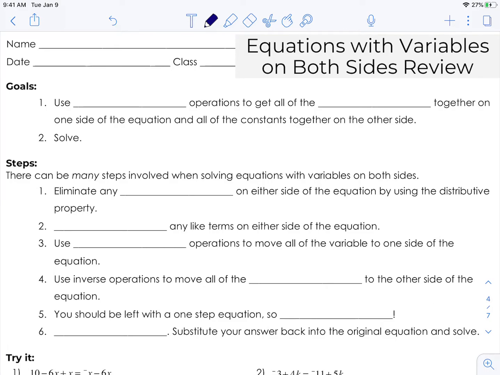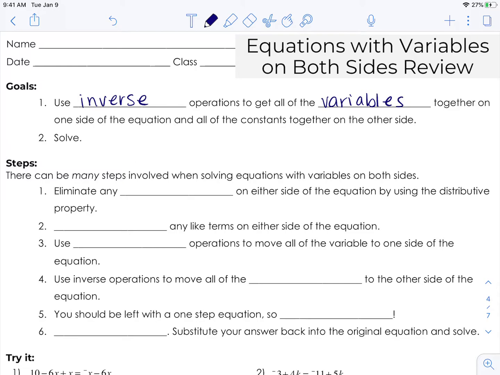Solving equations with variables on both sides review. Our goal here is to use inverse operations to get all of the variables together on one side of the equation and all of the constants together on the other side.